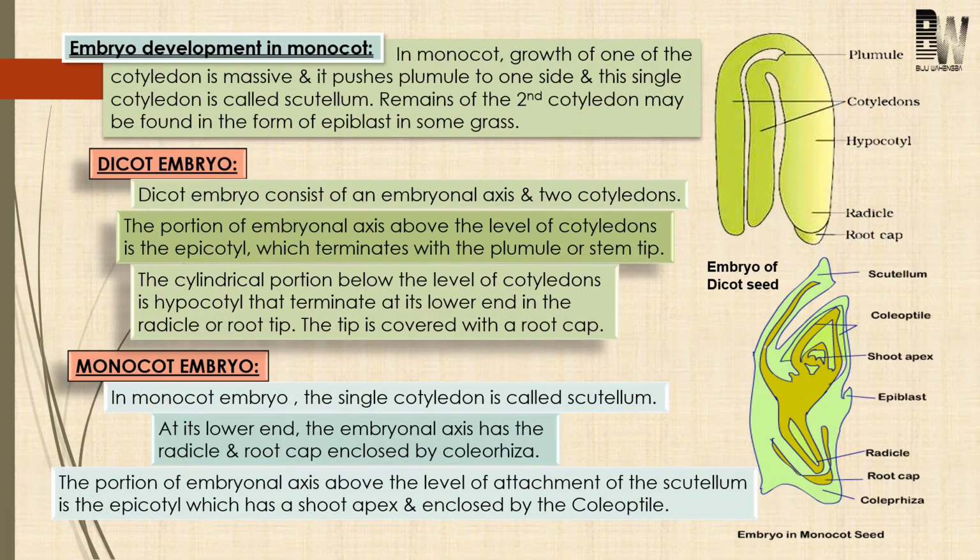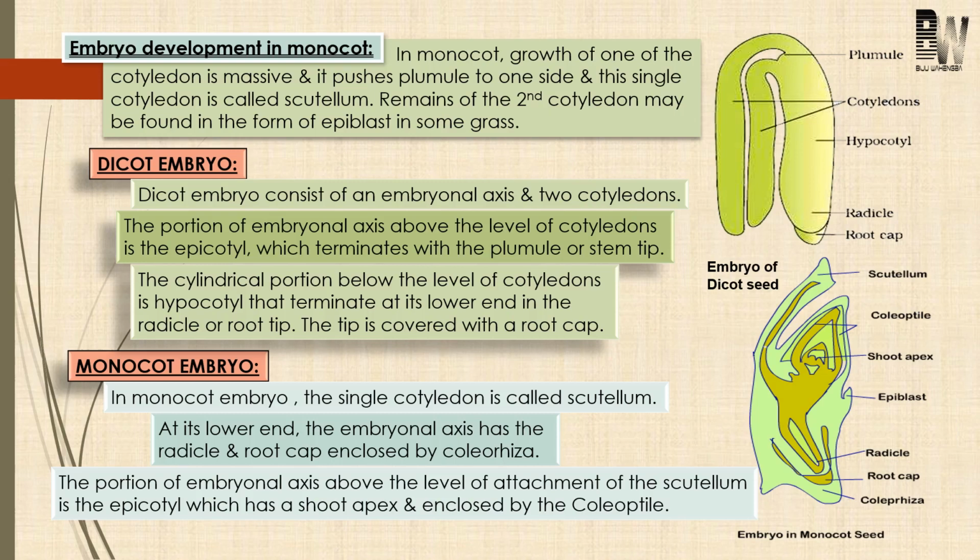Next, we come to the development of the monocot embryo. In the case of monocots, the zygote also divides to form a proembryo, then a globular embryo, then a heart-shaped embryo, and then a mature embryo. Here, the developmental process is the same as that of the dicot embryo, but the only difference is that in monocots, only one cotyledon will develop, and that developed cotyledon is known as the scutellum, and the undeveloped cotyledon is known as the epiblast. Okay, so this is about the development of the monocot embryo.